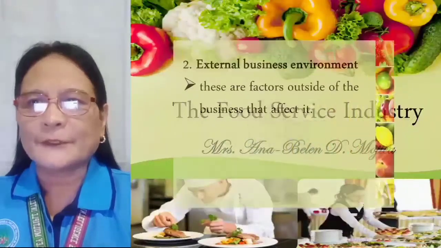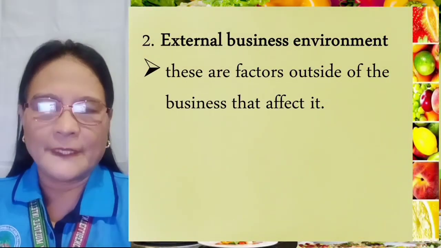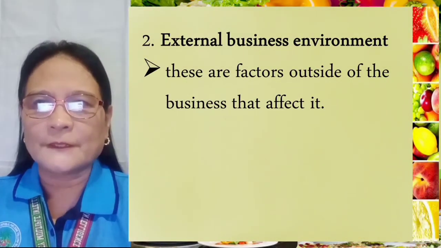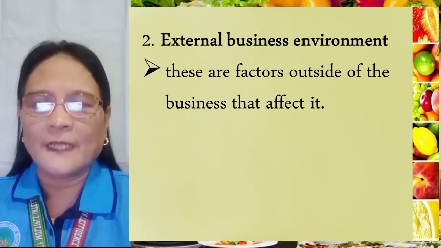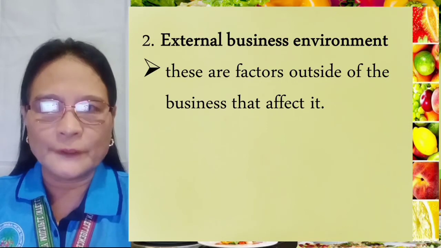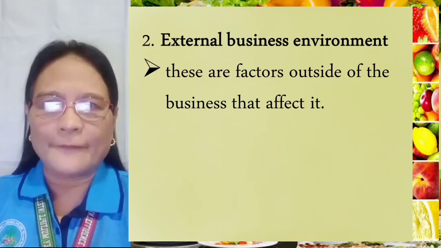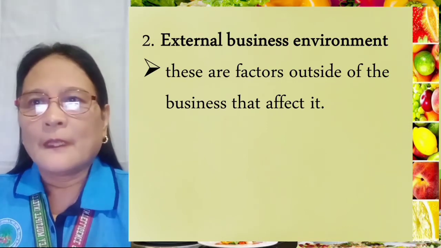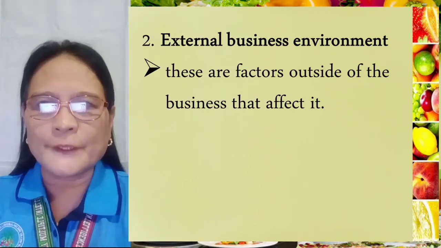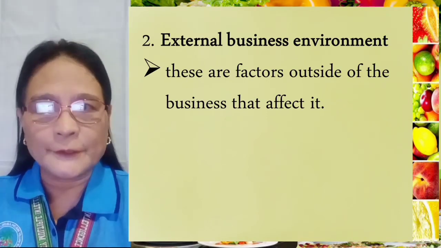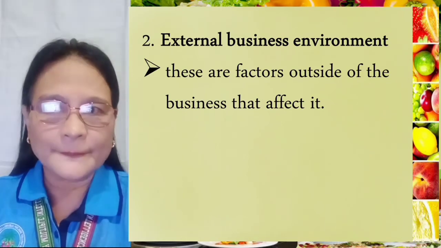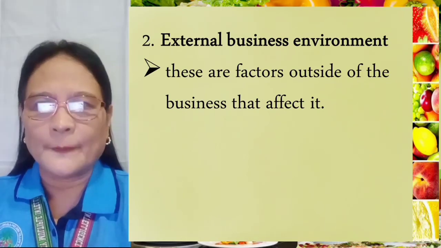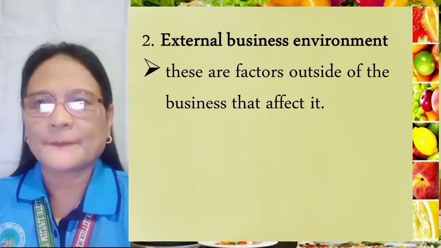Number 2 is the external business environment. These are factors outside of the business that affect the business. Examples are government laws, rules, and regulations that will affect the business, consumers' beliefs, cultures, and traditions that will concern the product, the economic status of the consumers, the availability of suppliers and distributors.